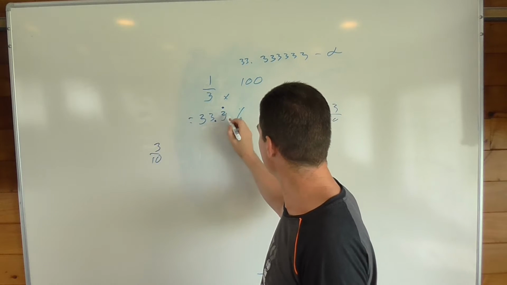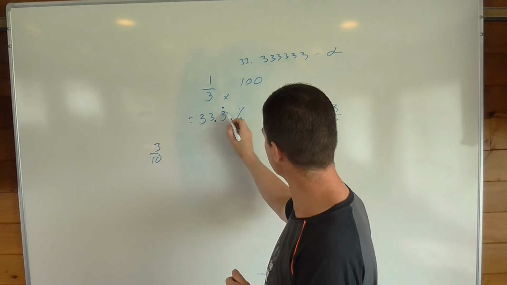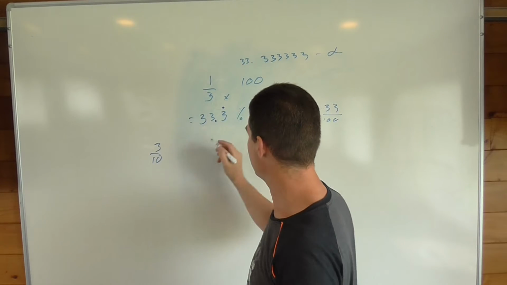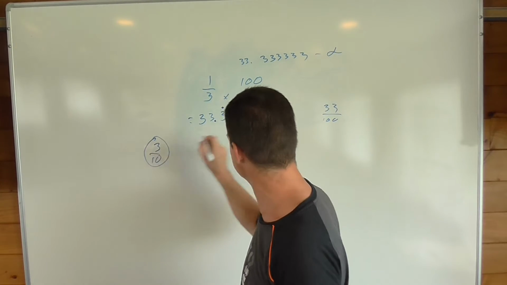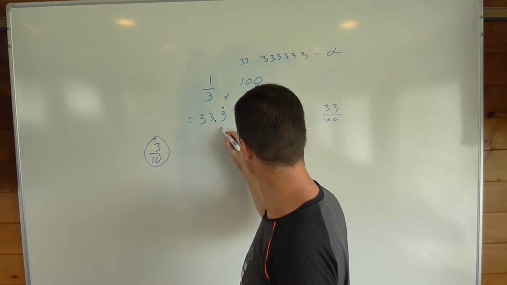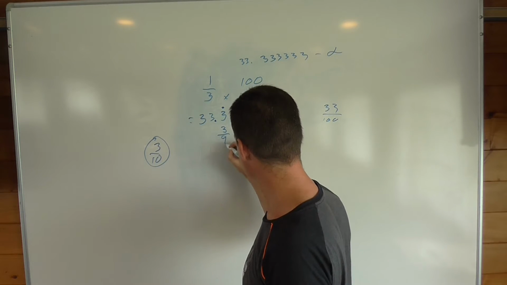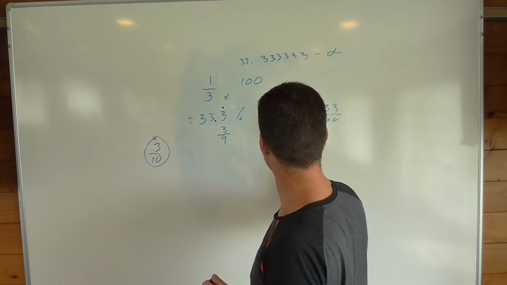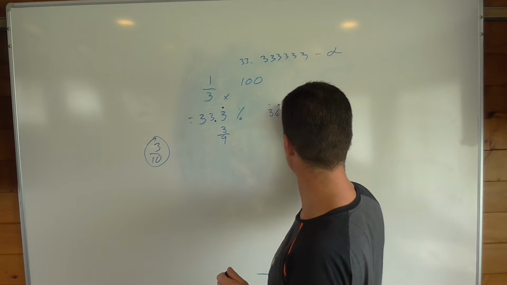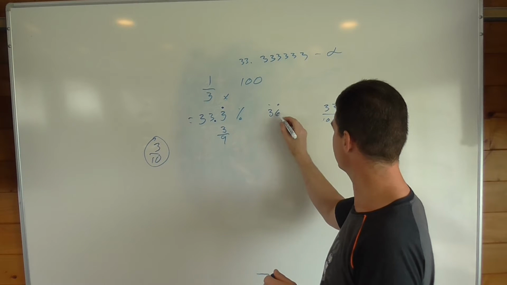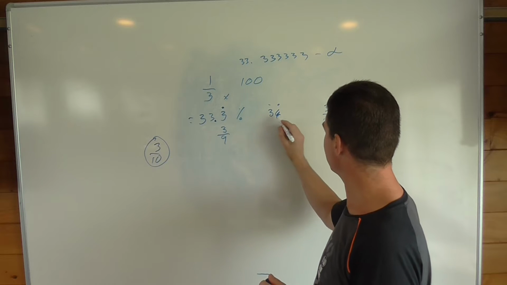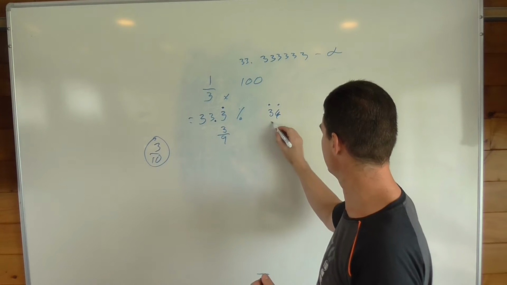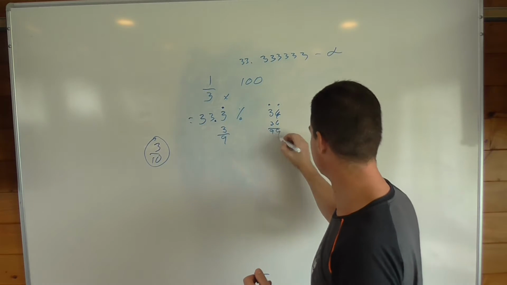Alright, so in other words, if you've got a decimal which is a recurring 3, you don't put it over 10, you put it over 9. And let's say you've got 34 recurring. It won't be 34 over 100, but because it's a recurring decimal, it's 34 over 99.